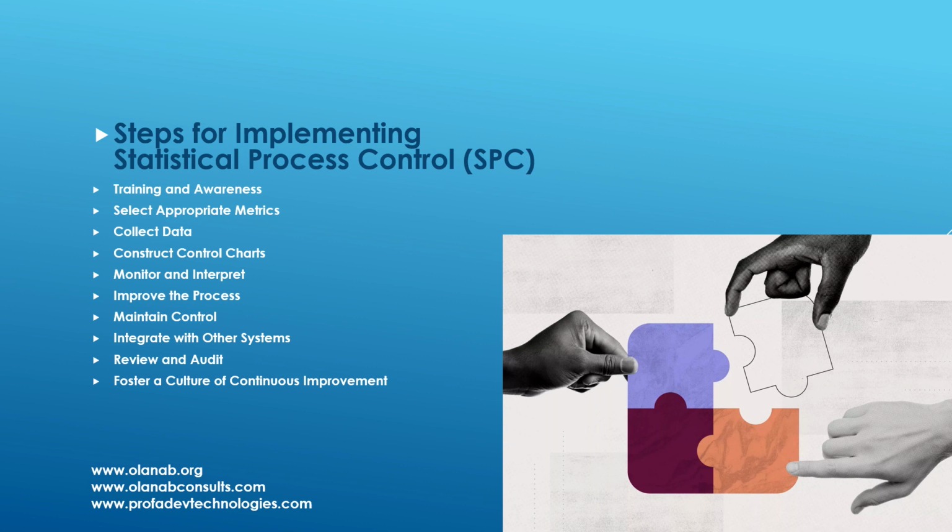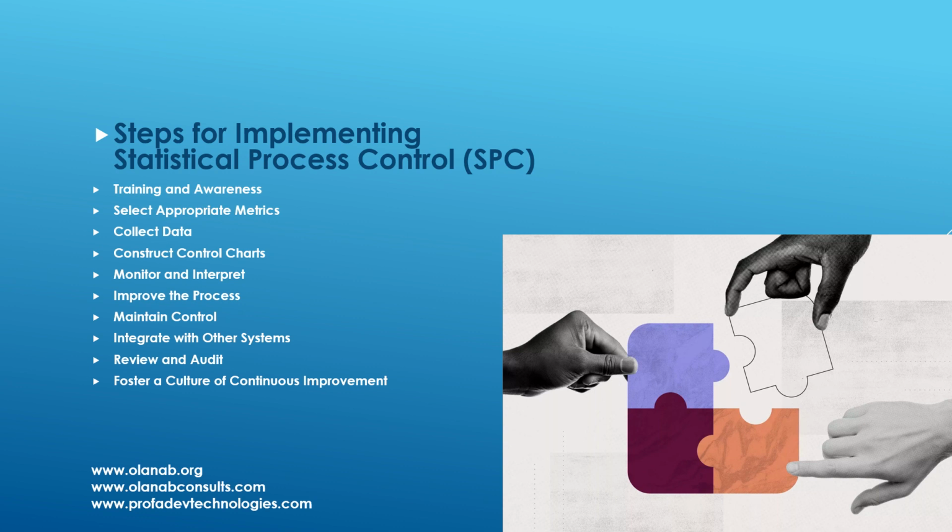The eighth step is to integrate with other systems. Incorporate SPC into other organizational systems like quality management systems, QMS, or enterprise resource planning, ERP systems. Ensure that cross-functional teams are aware of SPC results and improvements.